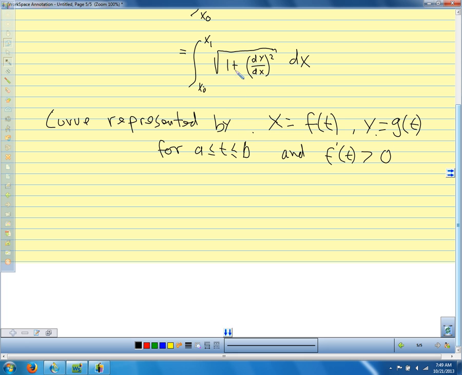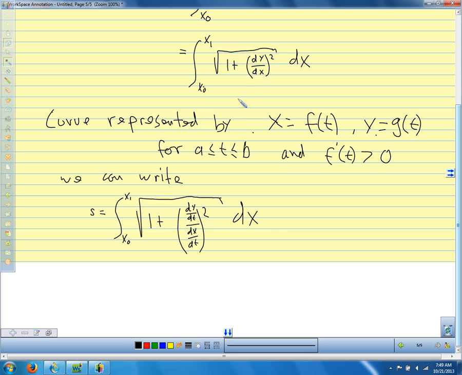So we're going to use our derivative in parametric form, and we're going to substitute it in here. So we're going to write that our arc length is the integral from x0 to x1 of the square root of 1 plus dy dt over dx dt, and that entire quantity squared, dx.